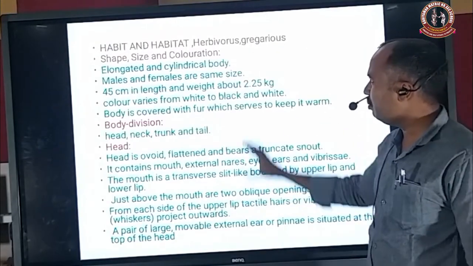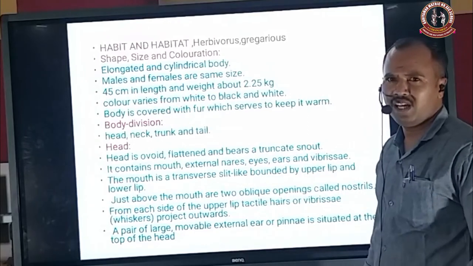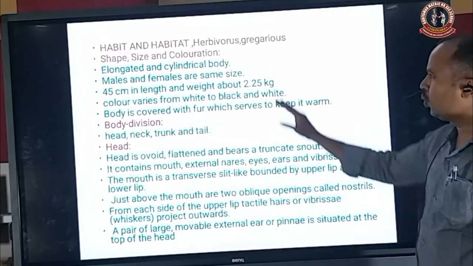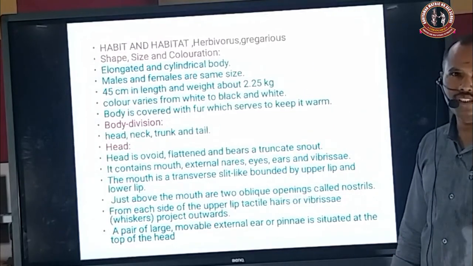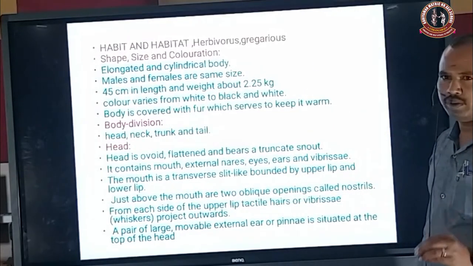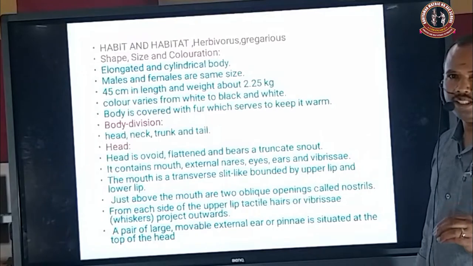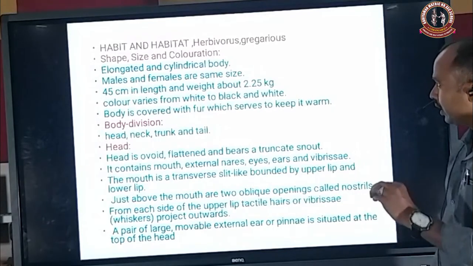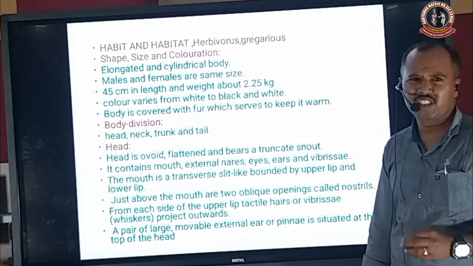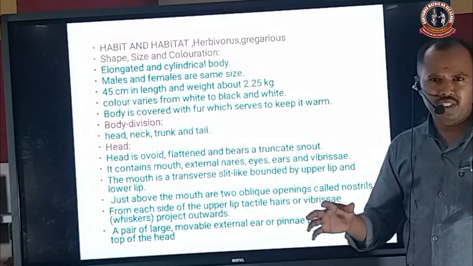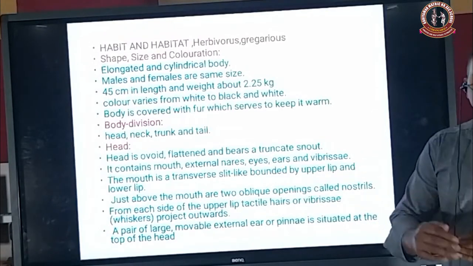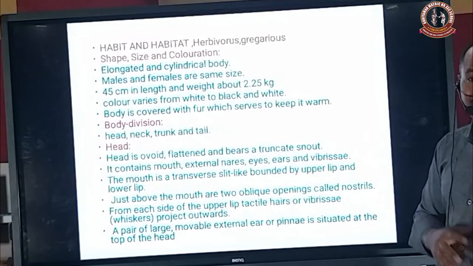And the habit and the habitat. The rabbit is a herbivorous animal and it is also called gregarious. What is herbivorous? Herbivorous means the animals feed on grass or plants, so they are called herbivorous. And gregarious, what is gregarious? When the animals live in groups and move in groups from one place to another place, it is called gregarious.